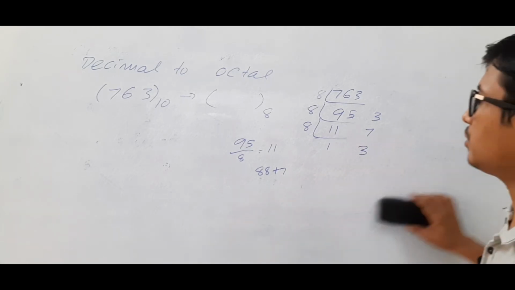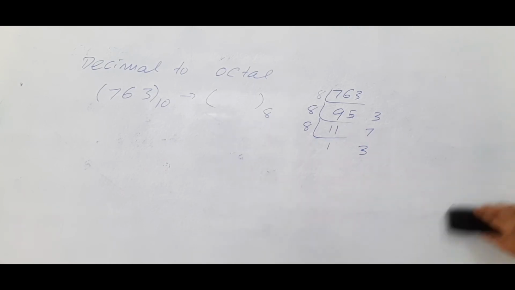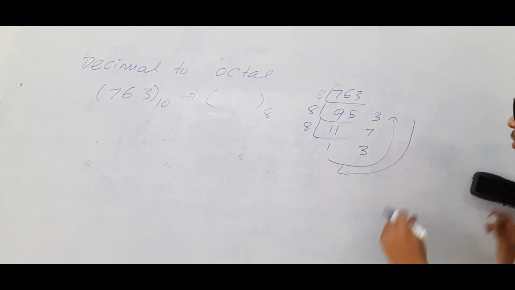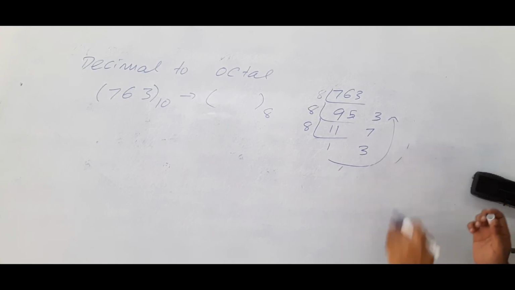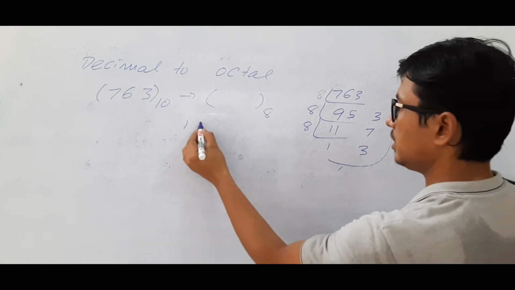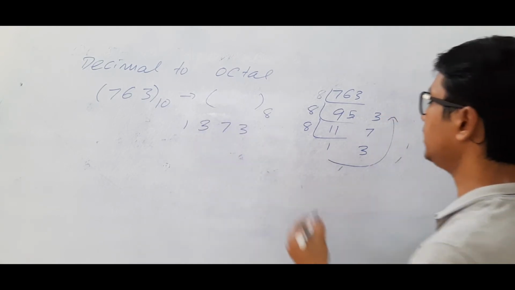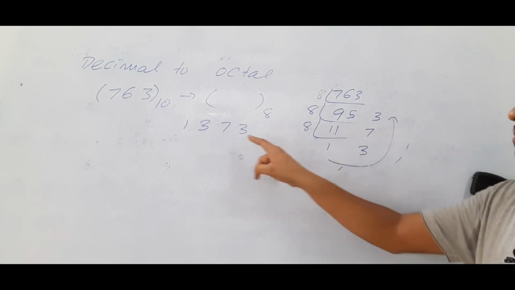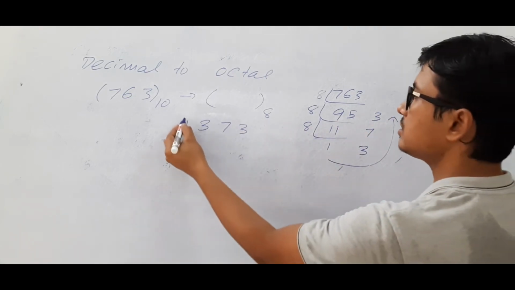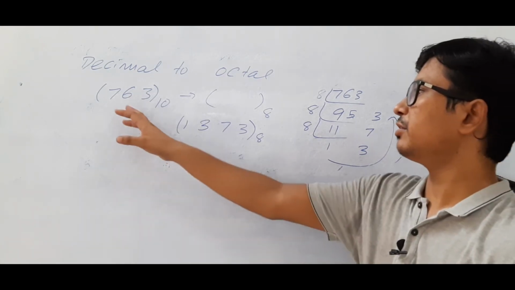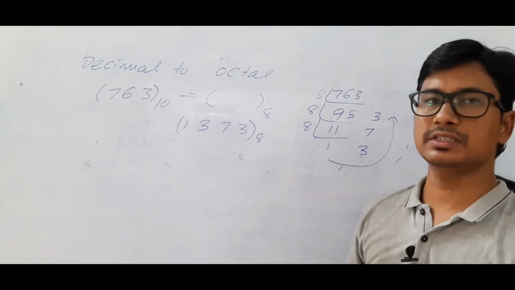So how do you have to take this number? Should you take it from bottom to top or top to bottom? You have to take it from the bottom to top. So what is the value? You got 1, 3, 7, 3. Meaning, this number you place in the MSB and this 3 you keep in the LSB. So 1373 is the equivalent number for the decimal number 763.